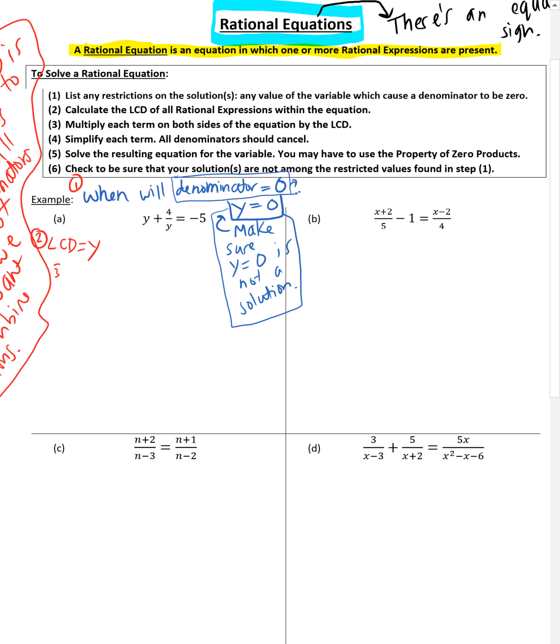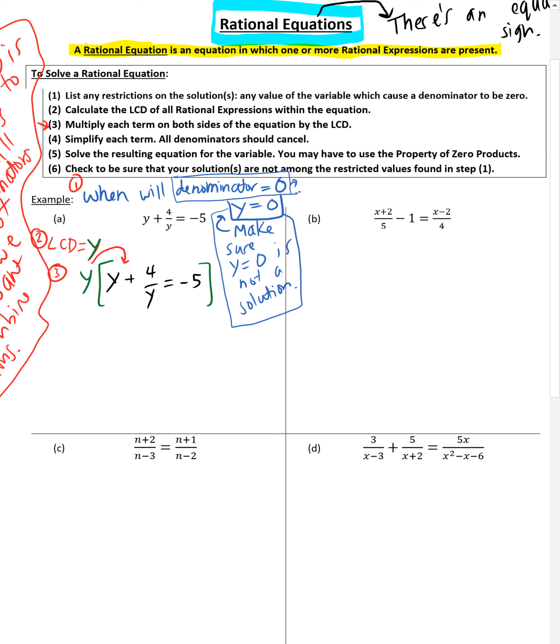Okay, now we're on step 3. What does it say? You want to multiply each term on both sides of the equation by the LCD. So like I said, it really reminds me of what we did in the previous section, where we take the LCD, like ours is y, and multiply it by every term in the equation. So I always write it in parentheses or brackets, and then I rewrite the equation inside. And then just distribute that y onto everything, or whatever the common denominator is.